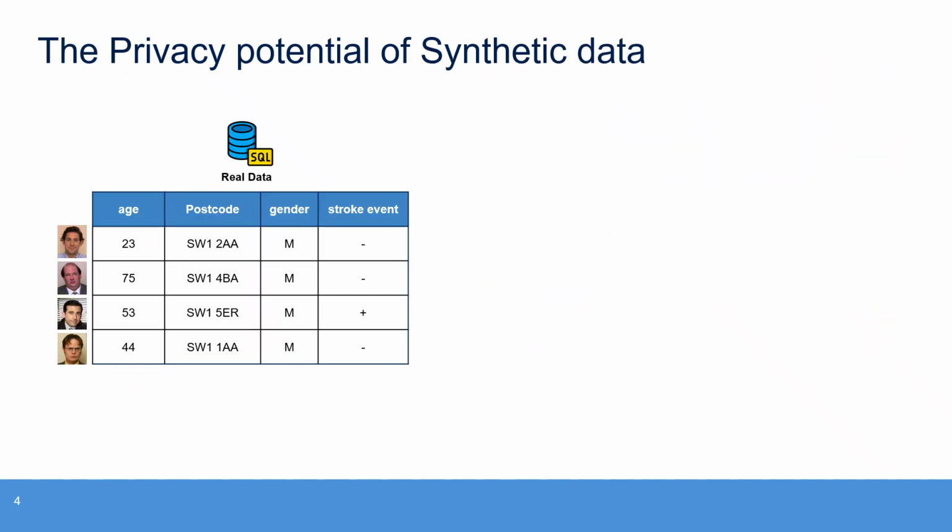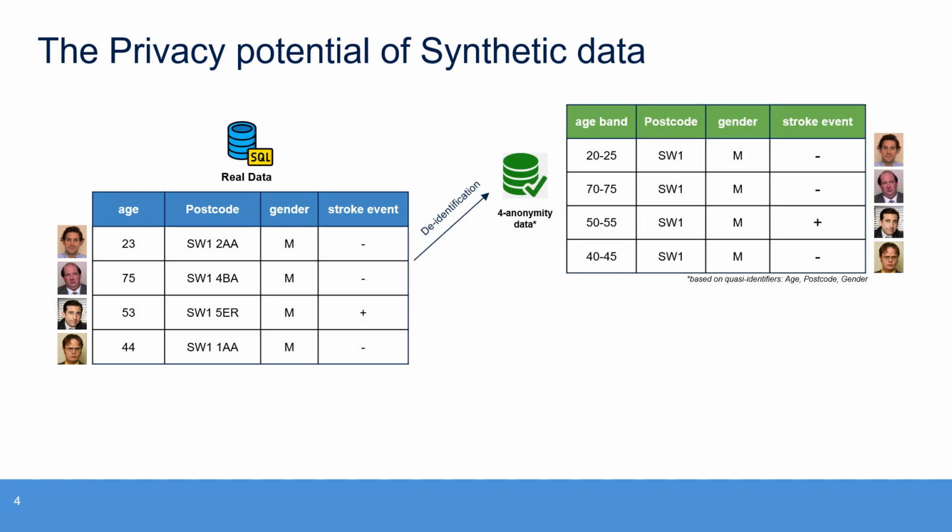Let's look at this example. On the left, we have a real dataset, where each row represents an actual person. When data are de-identified, we usually replace or generalize certain details. For instance, turning exact ages into age ranges. In this example, the dataset meets what's called k-anonymity, meaning that each person can be distinguished from at least three others based on age, gender, and the postcode. And that's a good privacy step. But remember, each row still belongs to a real person. The link to the original data is still there.